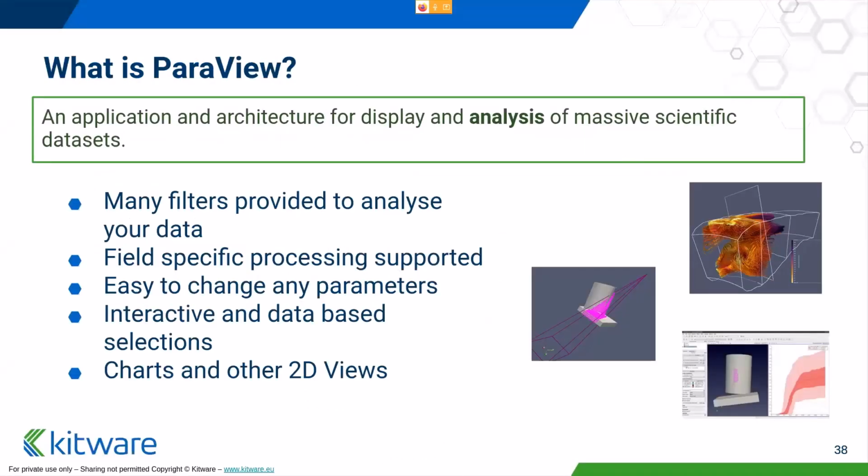Okay, so ParaView is of course for analysis. There are many filters in ParaView that are provided to you so you can analyze the data. So you can do processing on the different variables from point data and cell data. You can change the parameters of each filter very easily. You just change them. You can select data. For example, you can see here some data has been selected using the custom. You can show the data in charts and 2D views. So the idea of using the filter is only to extract the data you're looking for.